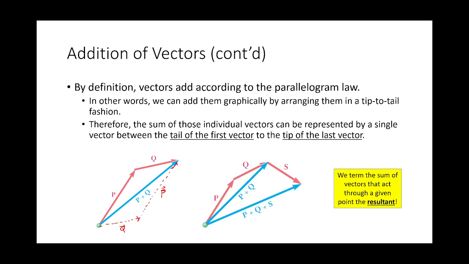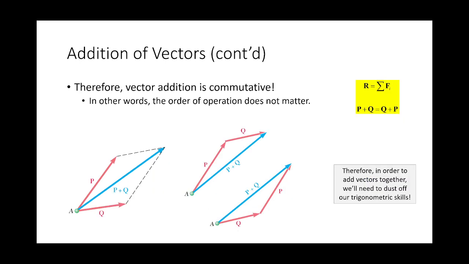And same thing with multiple vectors. We can do p plus q plus s plus however many vectors there. We just stack those in a tip-to-tail fashion, and then the resultant is from the tail of the first vector to the tip of the last vector. So again, vector addition is commutative. It doesn't matter the order of operation. You can add vectors in any order that you want, and it works.